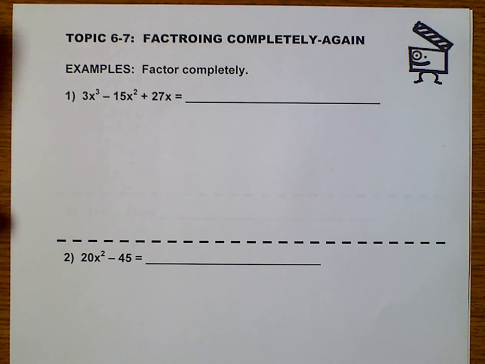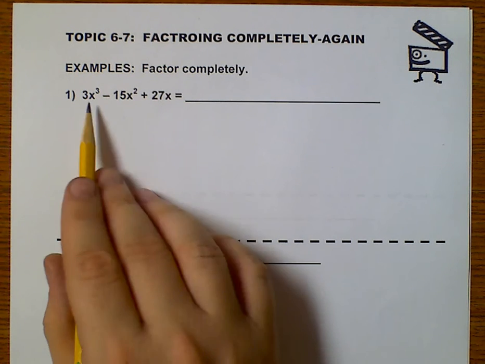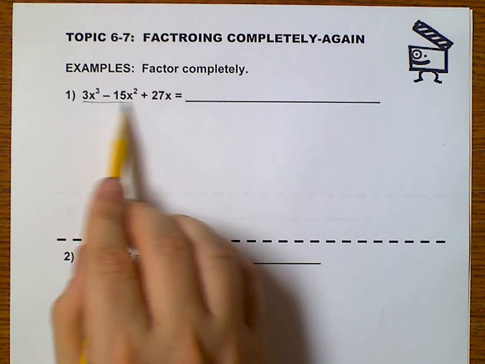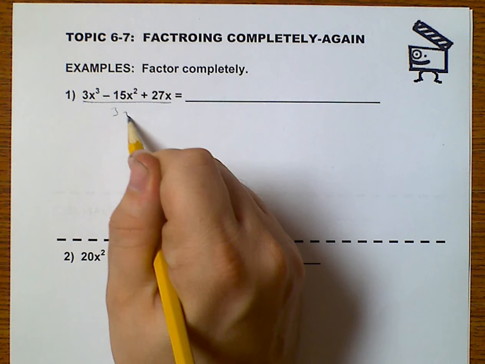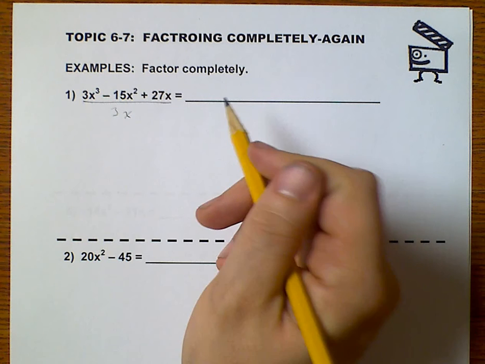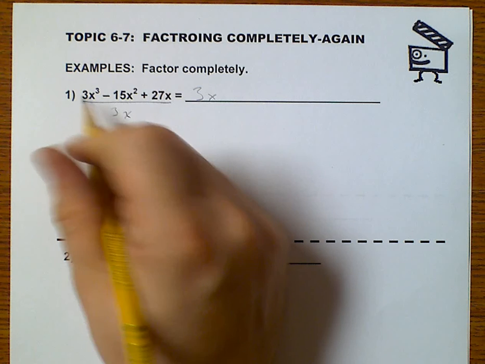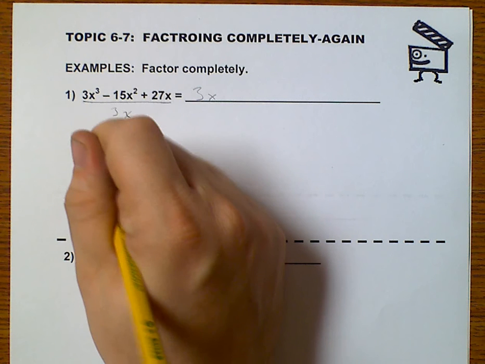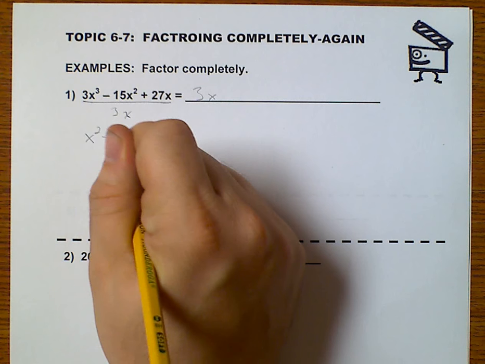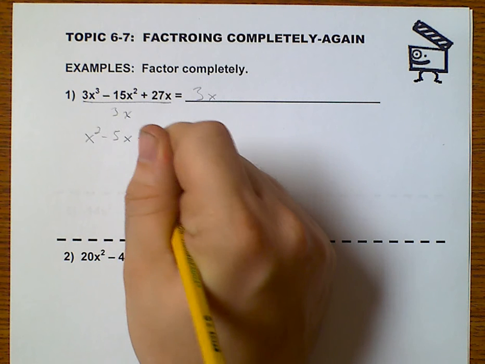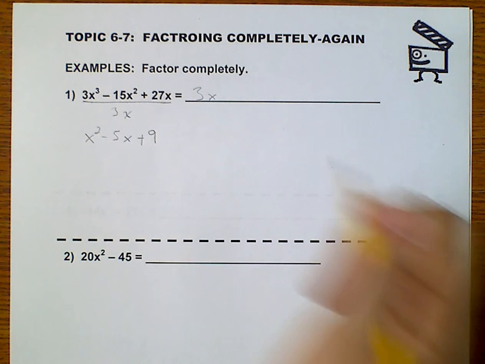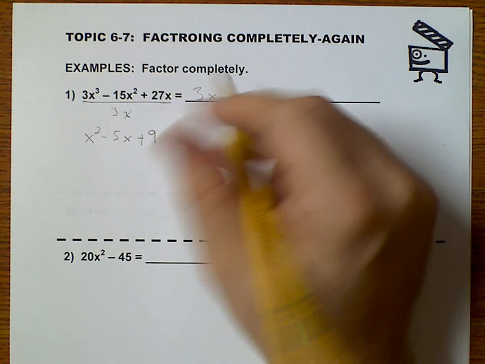So we're just going to continue with factoring, and to factor completely, first I'm going to look and see if there are any common factors. Well, here I can divide everything by 3x. So when I divide by 3x, that means I need to put it over here. And 3x cubed divided by 3x is just x squared minus 5x plus 9. And then I need to see if this will factor.